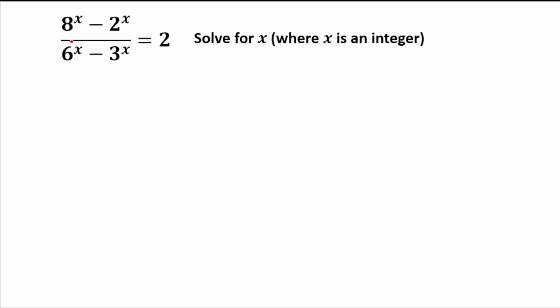So today in this video we'll learn how to solve this type of algebraic problem. The problem here is (8^x - 2^x) divided by (6^x - 3^x), that is equal to 2. Now we have to find the value of x, where x is an integer.